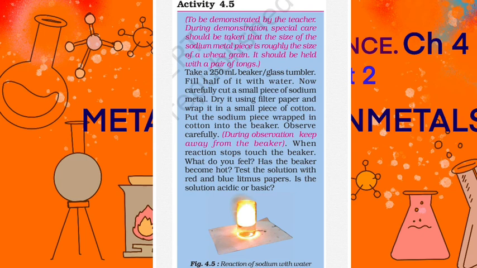If we put some water in it, then a solution is formed and it will turn the red litmus to blue. That means the sodium forms basic oxide. Sodium is a metal. It will form basic oxide.